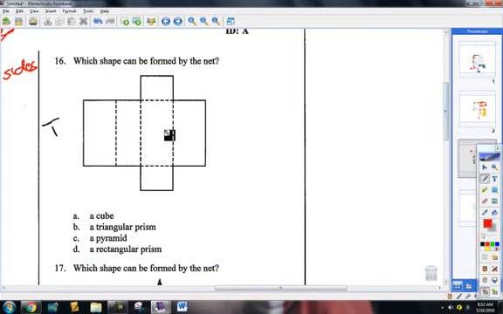Okay, here, pretty easy question. Once again, here's another net. You can see how this is kind of laid out here. If this right here was the bottom, what would this be? Wouldn't that be the front? What would this be? Back. What would this be? Right side. What would this be? Left side. What would this be? Top. Good.